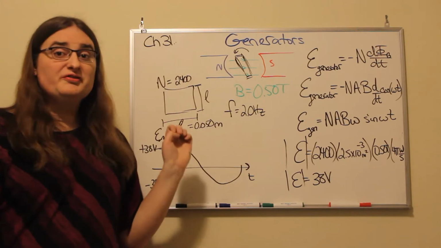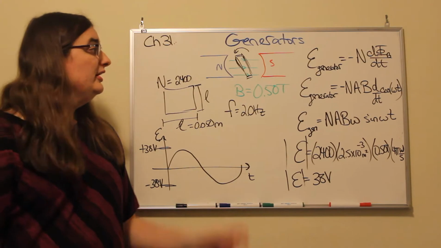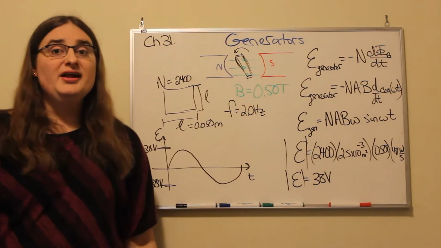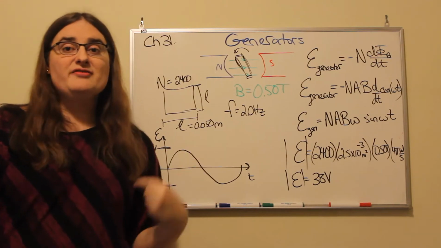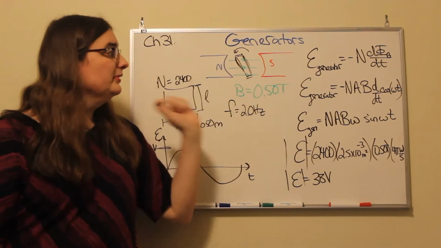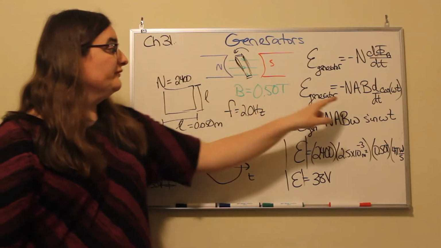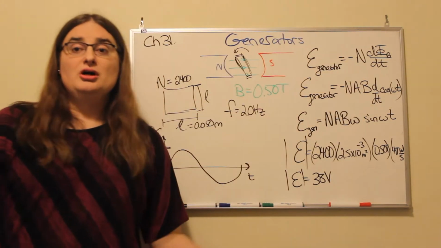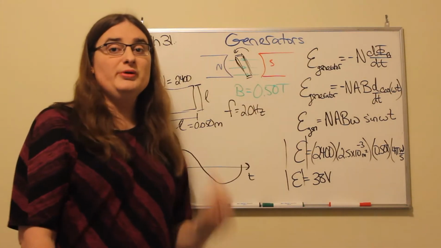So if the coil has a fixed area, and it's a permanent magnet with a fixed magnetic field, then we can end up changing magnetic flux by changing the angle between the area vector, the normal to our loop, and our magnetic field. So our flux would be our fixed area times our fixed magnetic field times the cosine of the angle between the two.